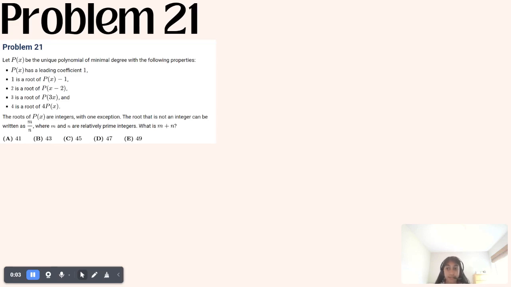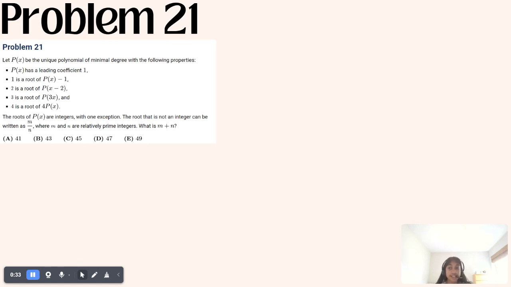Let P(x) be the unique polynomial of minimal degree with the following properties. P(x) has a leading coefficient 1. 1 is a root of P(x) minus 1, 2 is a root of P(2x) minus 2, 3 is a root of P(3x), and 4 is a root of 4P(x). The roots of P(x) are integers with one exception. The root that is not an integer can be written as m divided by n, where m and n are relatively prime integers. What is m plus n?